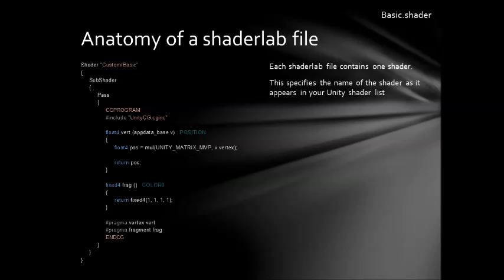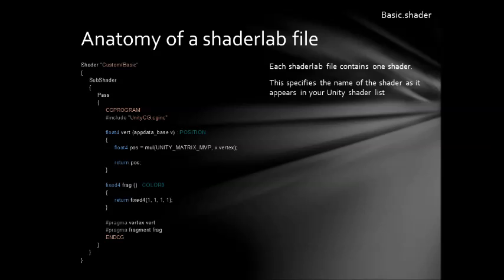So every ShaderLab file has one shader. That's the first line, and it describes a name. That name is how it appears in the Unity editor. When you select the shader, the Unity editor has a little drop down that categorizes stuff, and the slash is for a submenu. So this one would appear in the custom submenu, and it will be called basic. That's what the shader line does. Every ShaderLab file has one of those lines, and then it contains a whole bunch of other stuff.